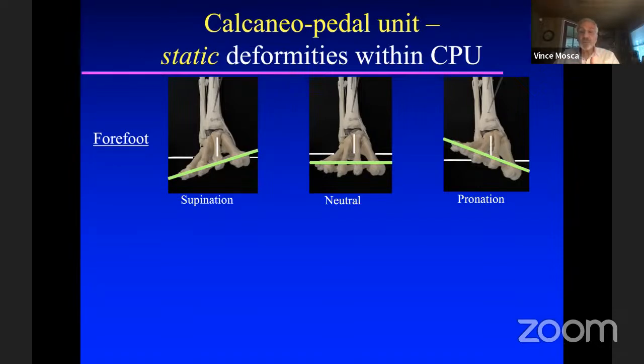The heel is in neutral. All the metatarsals are on the ground. This is an average-shaped foot. On the left is supination of the forefoot.